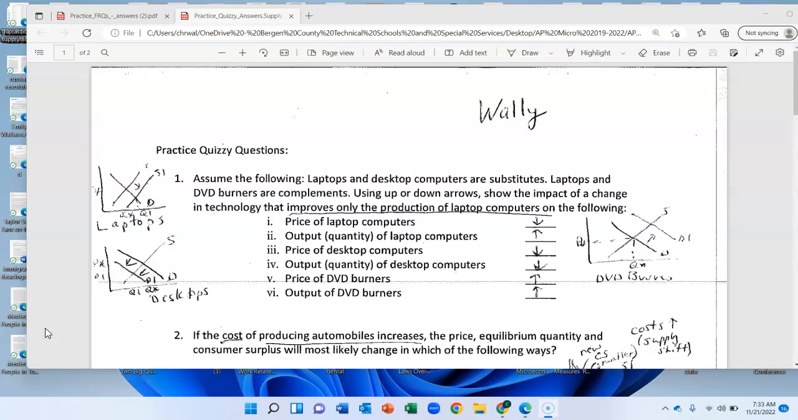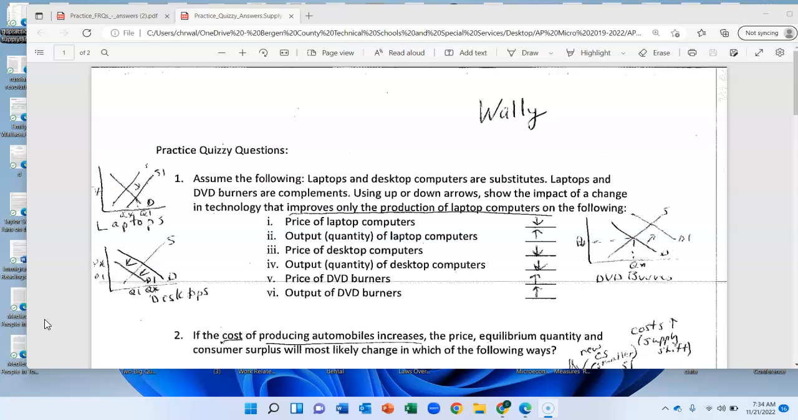Laptops and DVD burners, I think on your sheet it says chargers or something like that. You probably don't even know what a DVD burner is, but laptops and DVD burners are complements, we mean in consumption. Using up or down arrows, show the impact of a change in technology that improves only the production of laptop computers on the following. So the first thing we're going to do is graph this change in technology, which we know is a productivity enhancement.